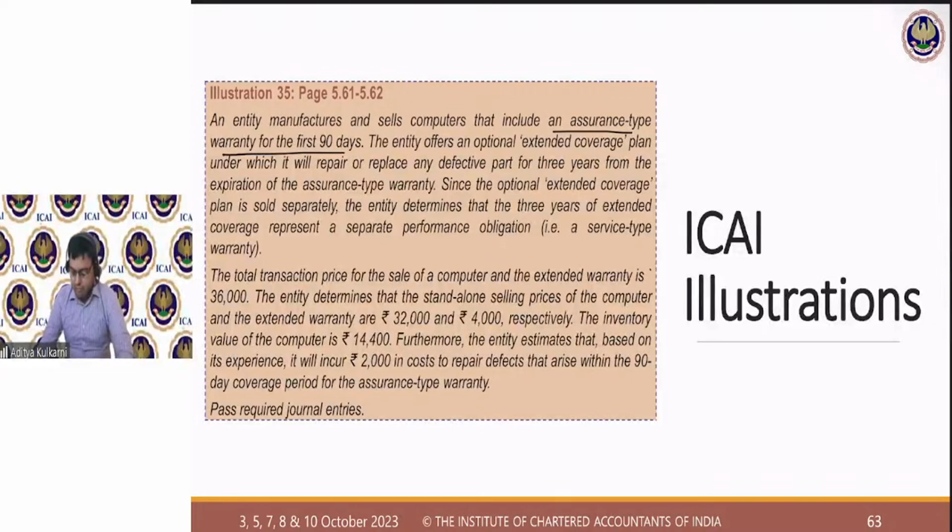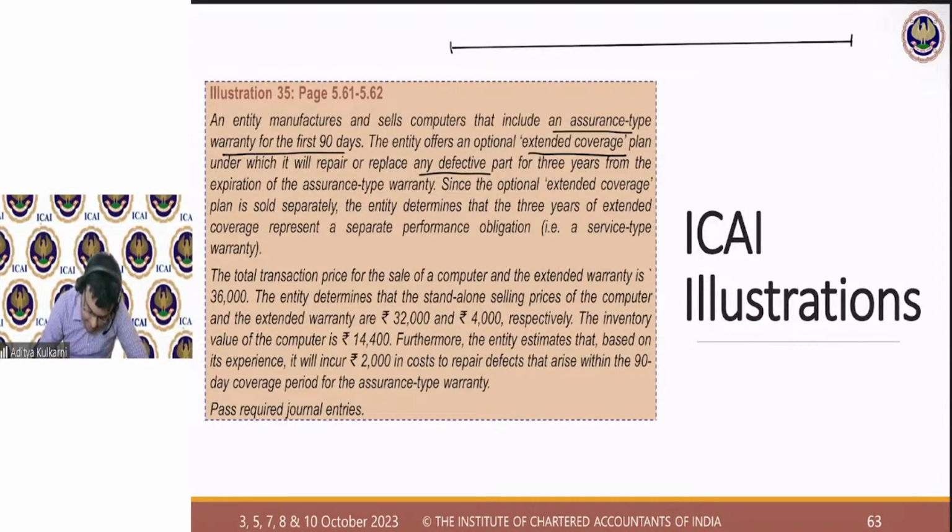An entity manufactures and sells computers that include an assurance type warranty for the first 90 days. The entity offers an optional extended coverage plan under which it will repair or replace any defective part for 3 years from the expiration of the assurance type warranty. That means what is happening?